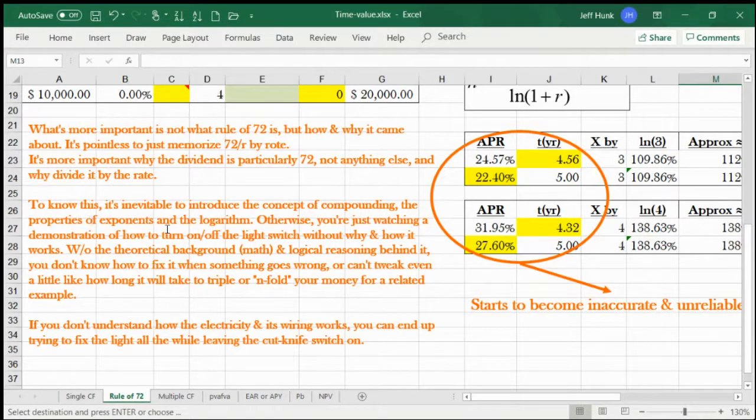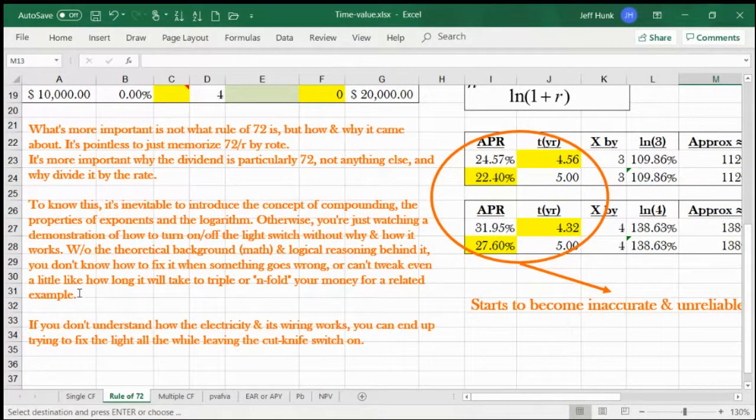To know this, it's inevitable to introduce the concept of compounding, the properties of exponent, and the logarithm. Otherwise, you are just watching a demonstration of how to turn on and off the light switch without knowing why and how it works, without the theoretical background, in other words, the mathematical background and logical reasoning behind it. You don't know how to fix it when something goes wrong.